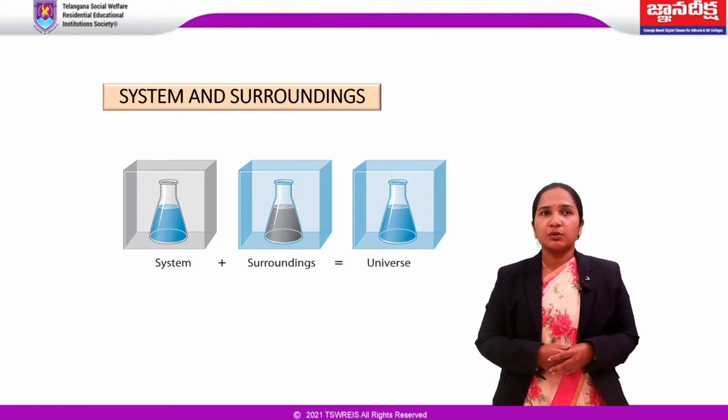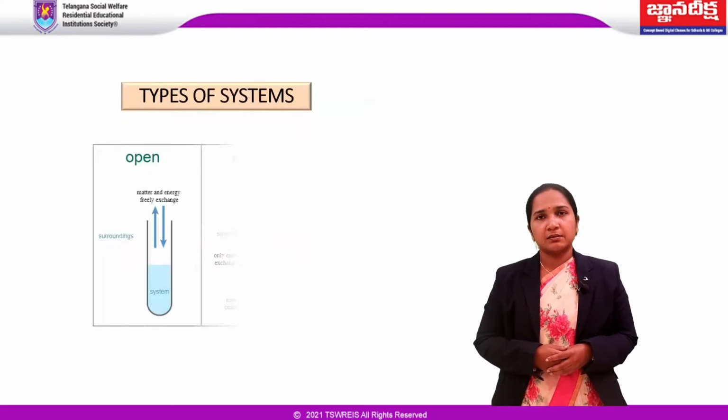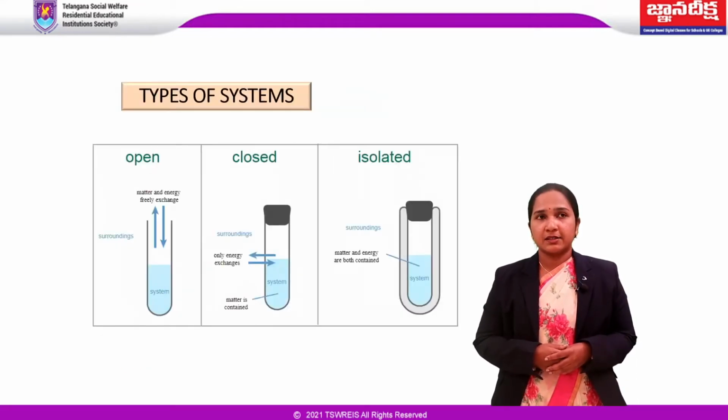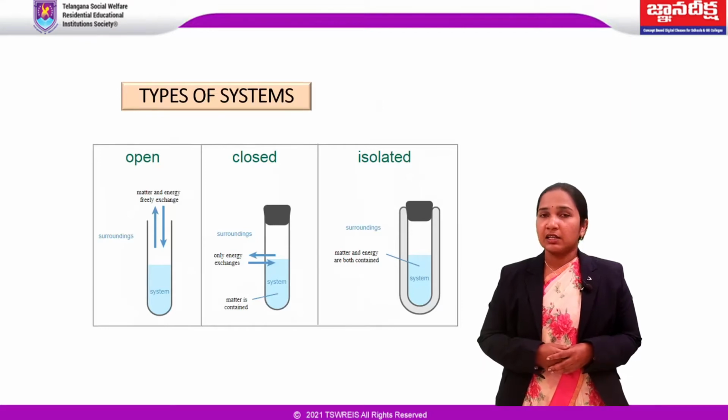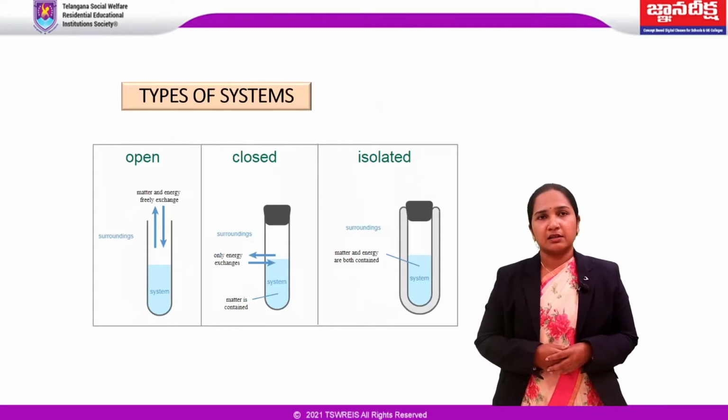System is divided into 3 types: open system, closed system and isolated system. In open system, there is an exchange of both matter and energy. In closed system, there is exchange of only energy but not matter. Whereas in isolated system, there is no exchange of either energy or matter.